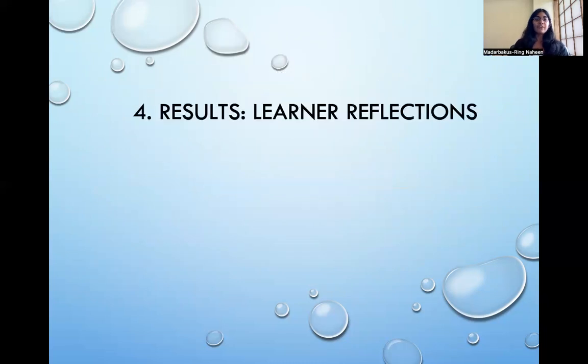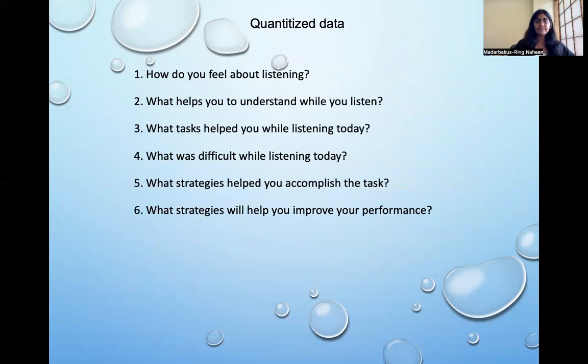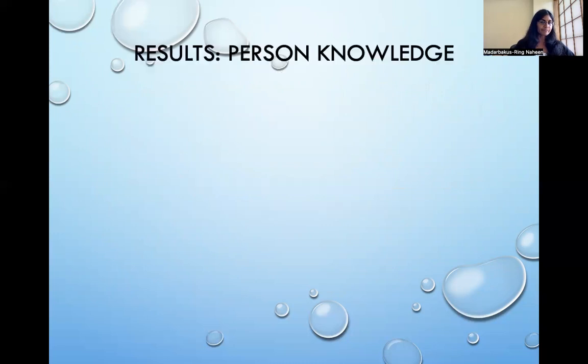So if we have a look at the results with the learner reflections, here are the 6 prompts which were used on the journal. The first 2 look at using person knowledge, number 3 and 4 look at task knowledge, and number 5 and 6 look specifically at strategy knowledge. So we'll look at each of those questions in turn now.